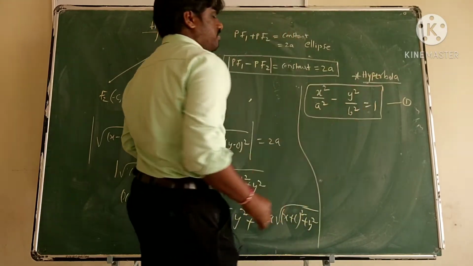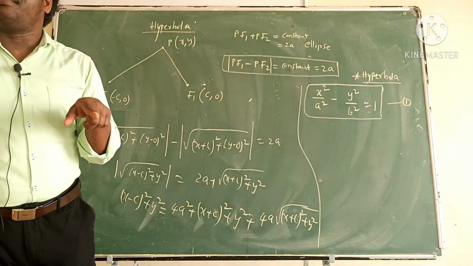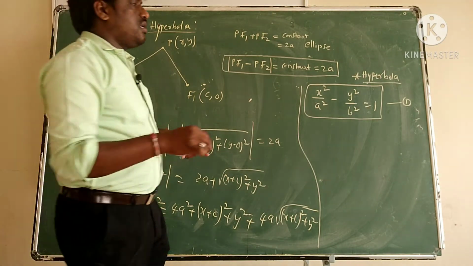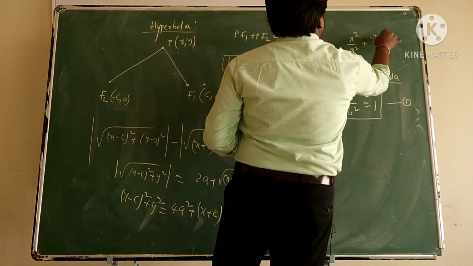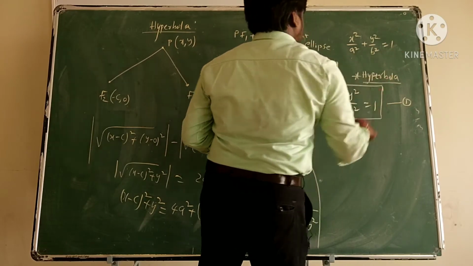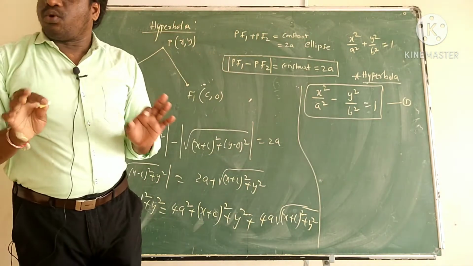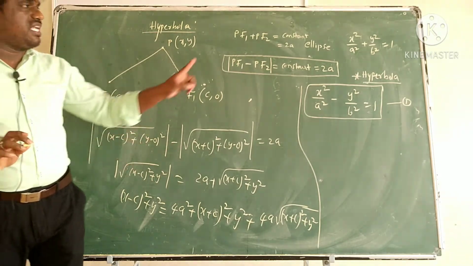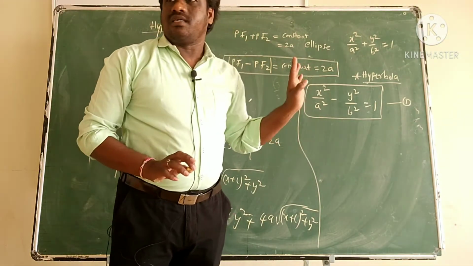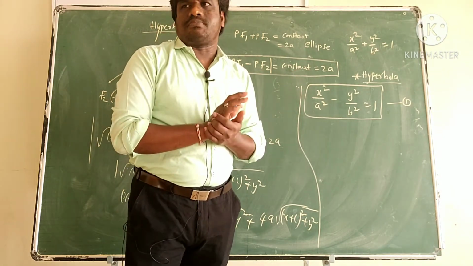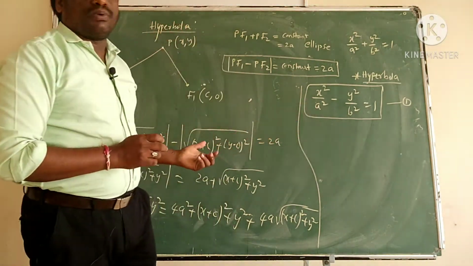Hyperbola will be in this shape. What is the form of ellipse? x square by a square plus y square by b square is equal to 1. That's why I was saying the proof will be the same. Only the sign will be different. Only here plus, plus, minus you get here. So already this proof I explained. Nobody will ask you the proof.